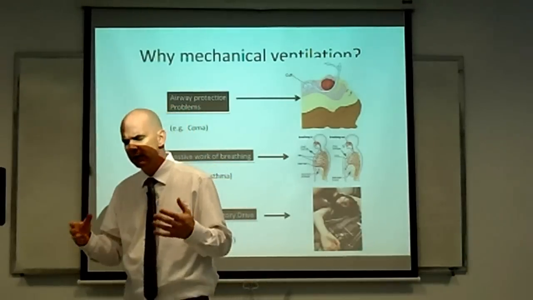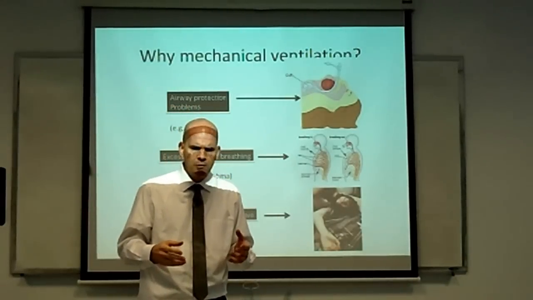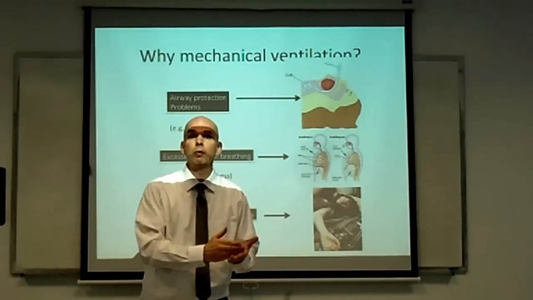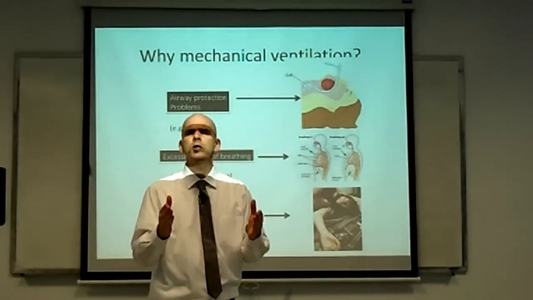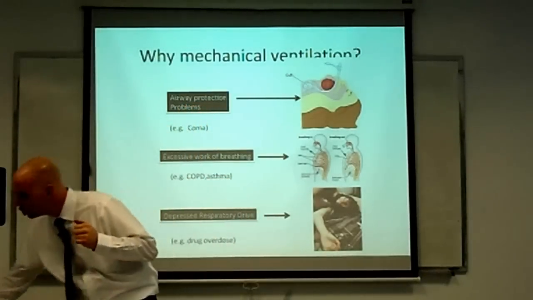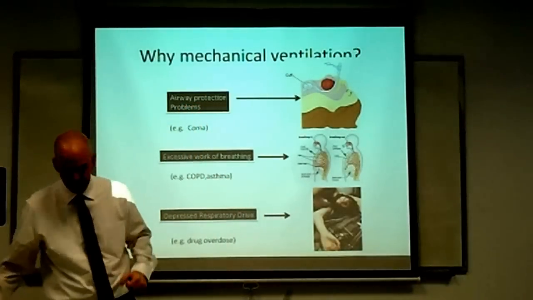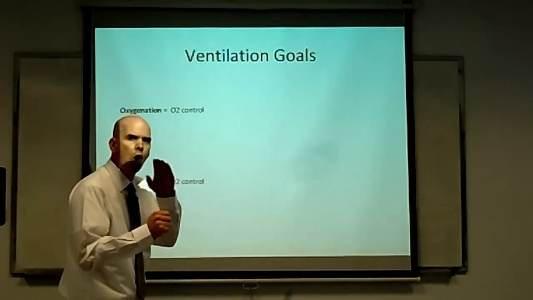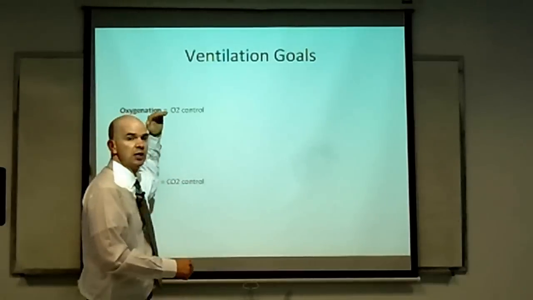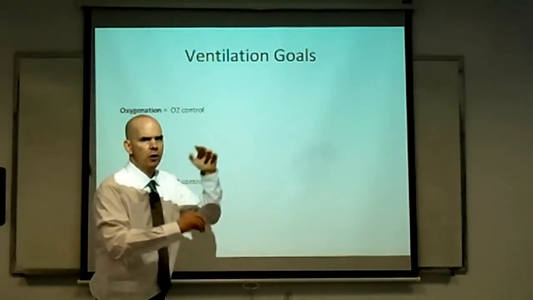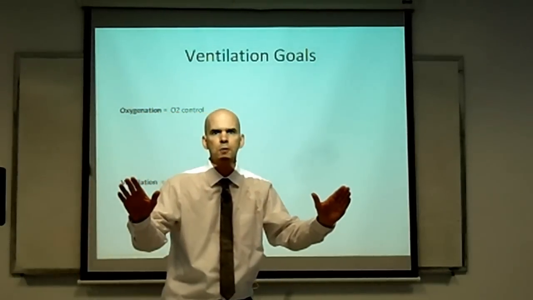Okay, good. So we've got these indications down. Let's say we have a patient that meets one of these indications and we want to ventilate him. What is it that we're trying to achieve through ventilation? Our goal with ventilation is very simple. It boils down to this. All we're trying to do is keep O2 up and keep CO2 controlled down at a reasonable level. That's it. That's all we're asking for.